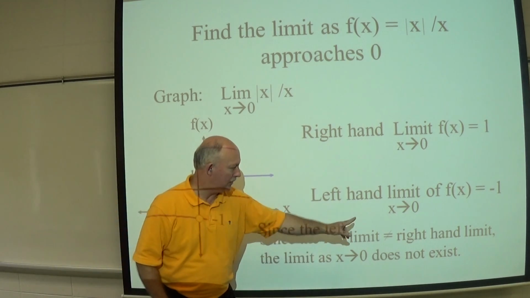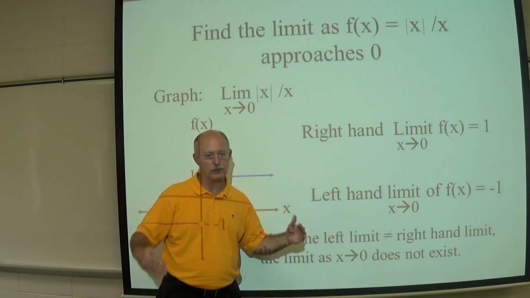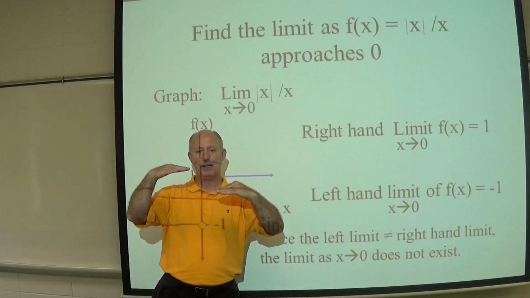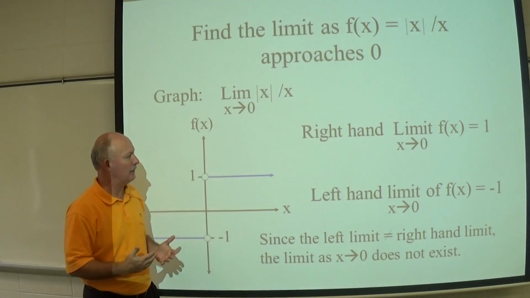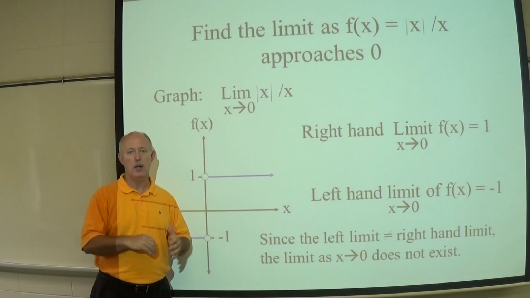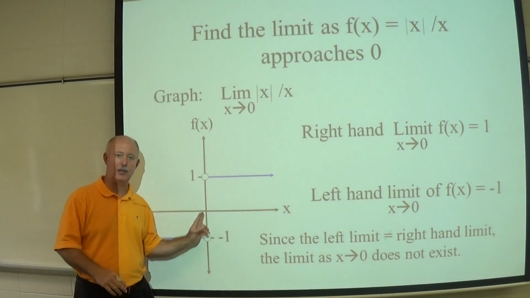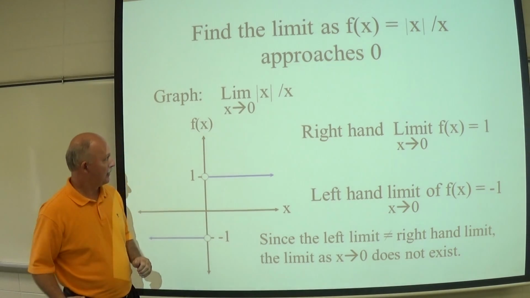So since the left-hand limit is not equal to the right-hand limit, the limit as x approaches 0 does not exist. So you get that jump or gap in your graph. That indicates that the left-hand limit and the right-hand limit are different. So there's simply no limit. Now there are limits at other values of x, but not at x equals 0. Okay, let's move on.